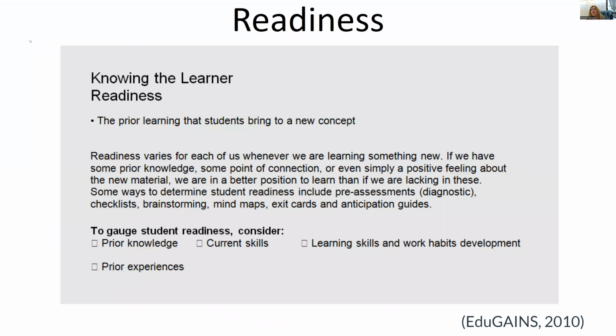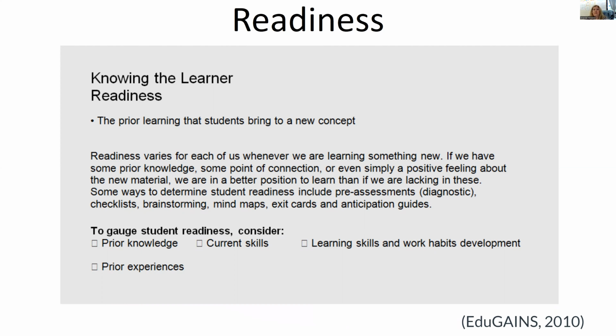So thinking about those three areas of knowing your student, readiness is where you're looking at the student's prior learning and what they're going to bring to a new concept, such as what type of prior knowledge do they already have about this topic? What kind of experience do they already have that might relate? And what are their current skill levels? And then what learning skills and work habits have they been developing? Are they a student that needs a lot of redirection, or are they somebody that gets their job done so that they can move on to the next thing?